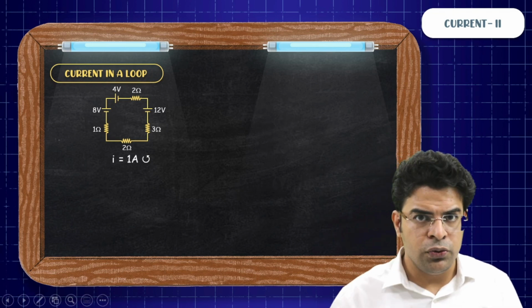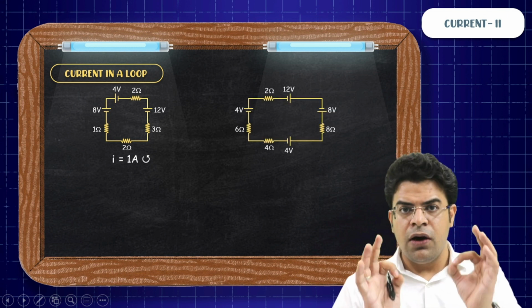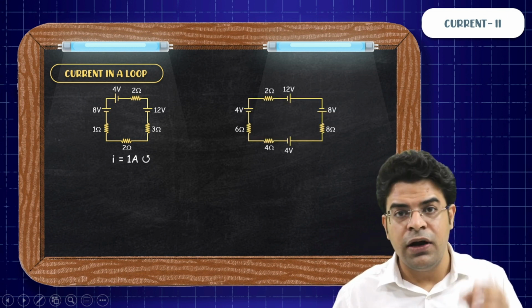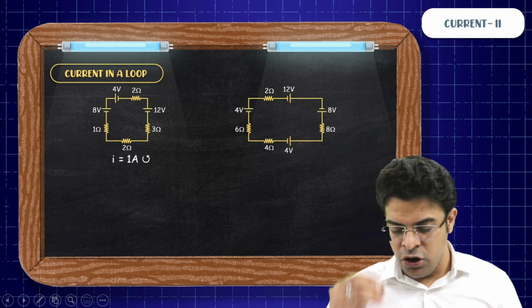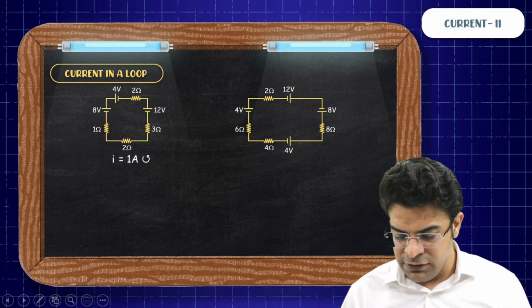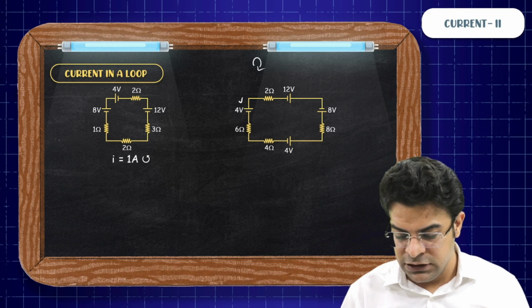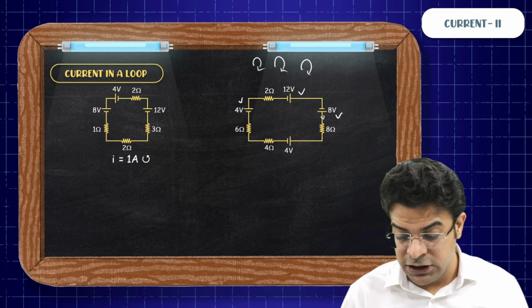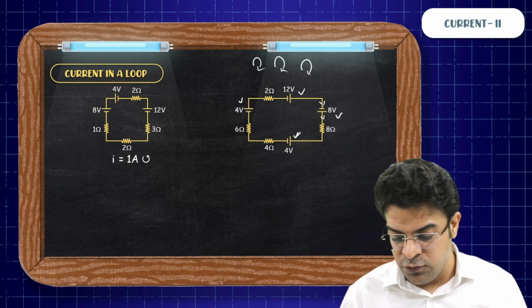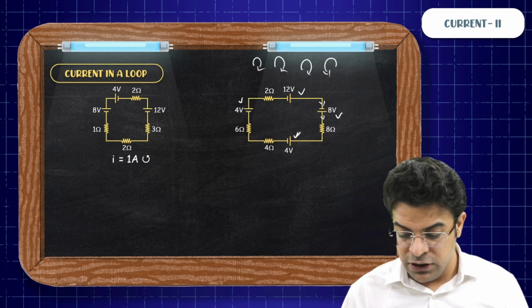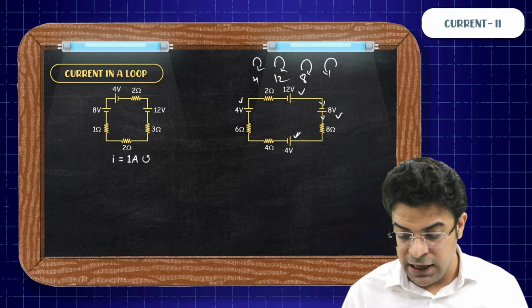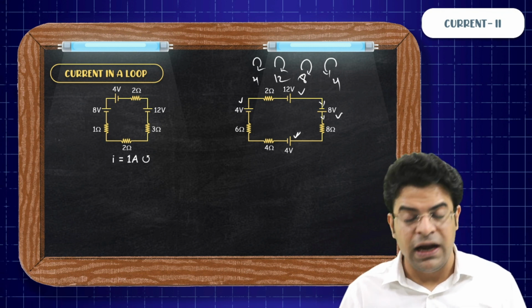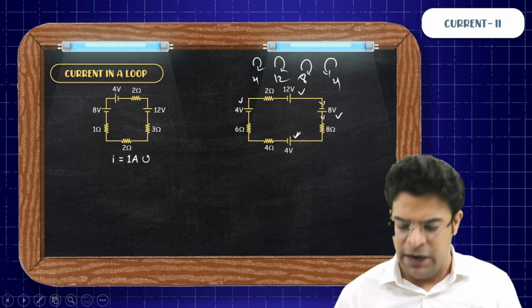Now I am showing you the next figure. Without raising pen, pause the video and try to get the answer before I give it to you. Okay, so let's start. You will say this 4 volt wants to drive clockwise, this 12 volt wants to drive clockwise, this 8 volt wants to drive clockwise from its positive to its negative, and this 4 volt wants to drive anti-clockwise. So in the team clockwise, we have got 4, 12 and 8, and in the team anti-clockwise, we have got 4. And you need to do all these things in your mind.